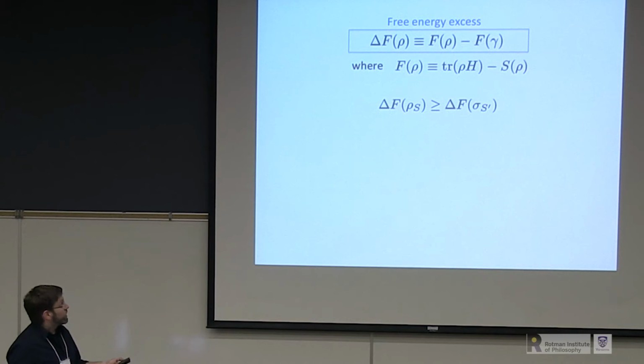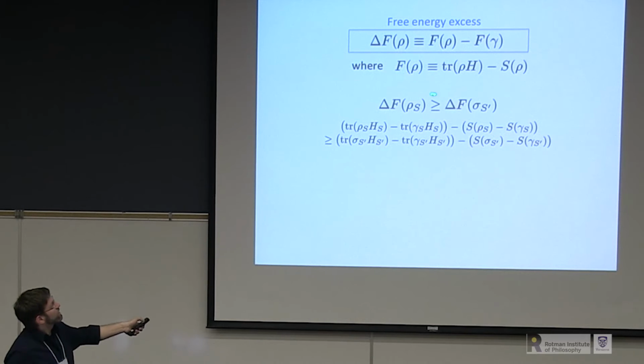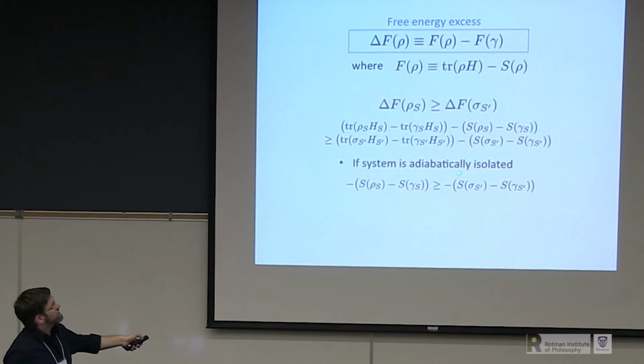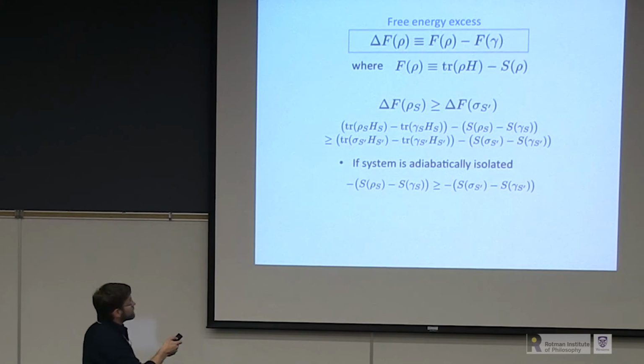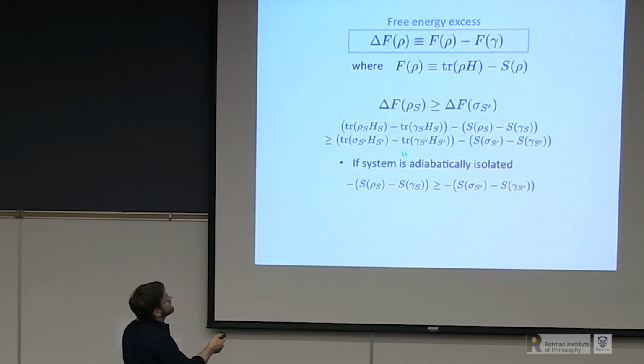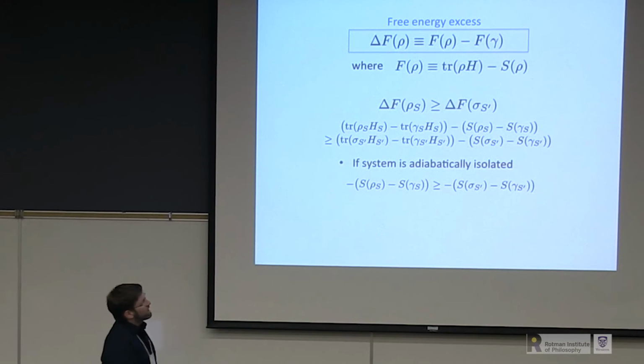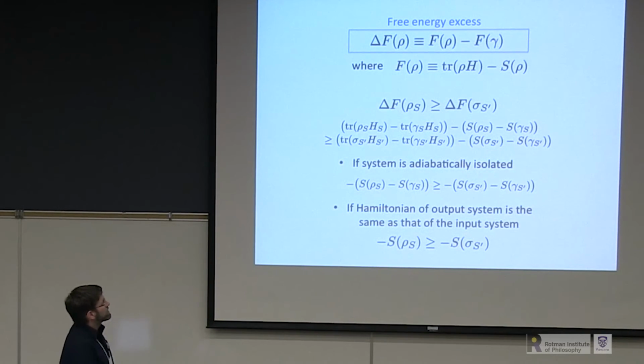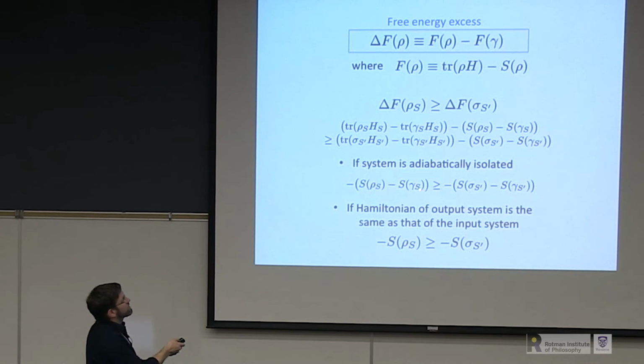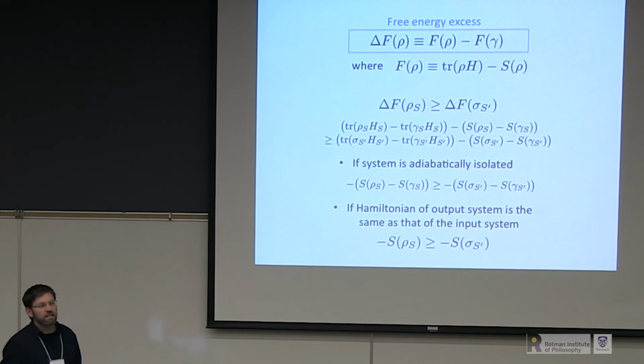So if I consider this as a constraint on state transitions, so if rho goes to sigma, then this free energy excess cannot be increasing. And then I write that out in terms of these definitions. It's this inequality. If I then tell you that your system is adiabatically isolated, which means that the energy term doesn't increase, then I just get this expression here. And if I tell you that the output system S prime is exactly the same as the input system S, so that the thermal states are the same, then these two terms cancel, and I just get back to the standard form of the second law.